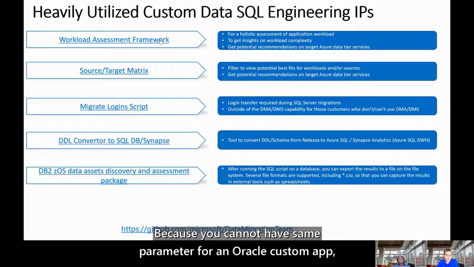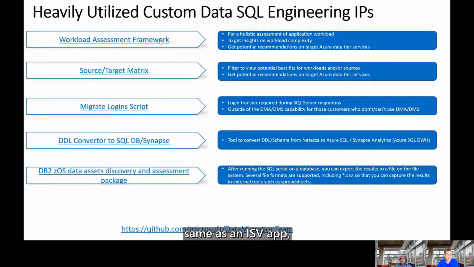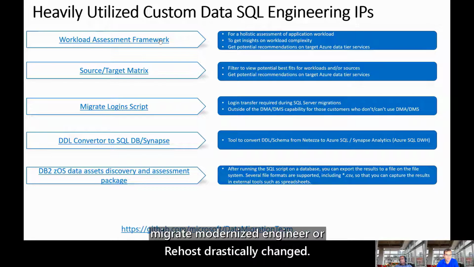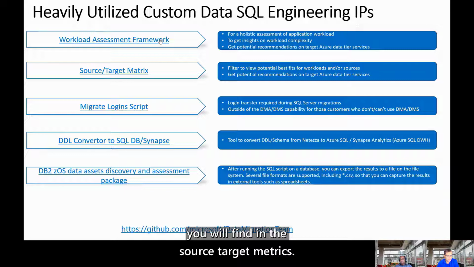Because you cannot have the same parameter for an Oracle custom app as for an ISV app, and absolutely not the same as for their line of business apps, right? Absolutely different context, and the complexity to migrate, modernize, re-engineer, or rehost drastically changes, right? So you will find more detailed and level-headed scenarios in this source or target metrics.